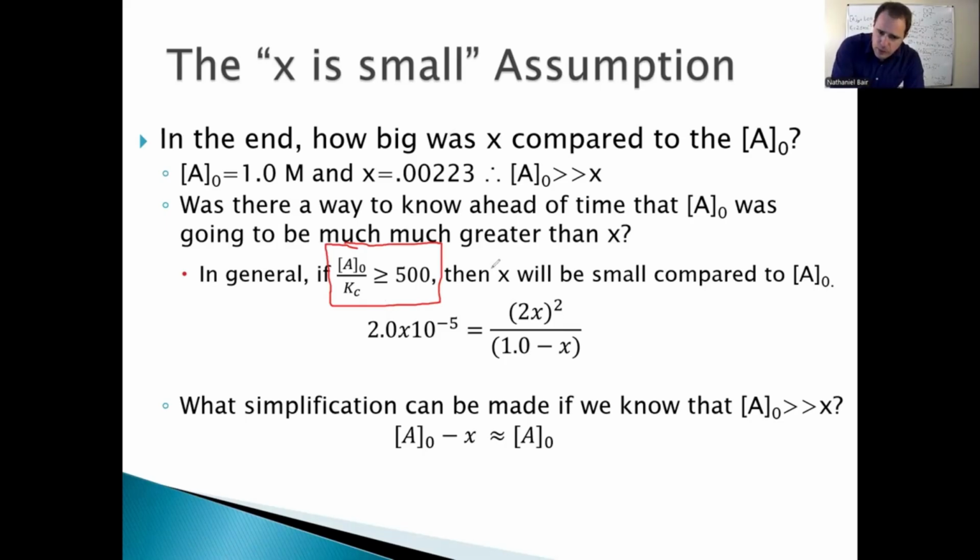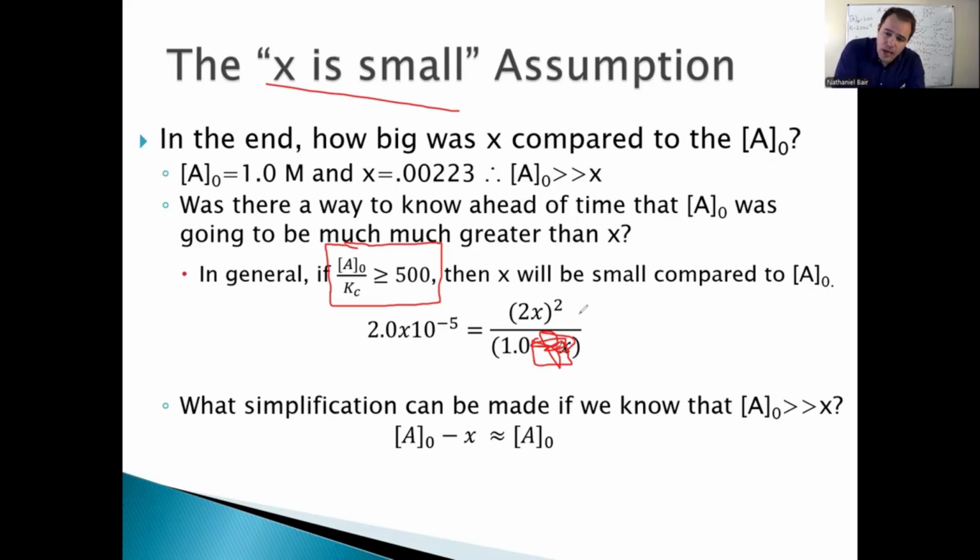What is the x is small assumption? The x is small assumption allows you to cancel out any plus or minus x's. Not all x's, but any plus or minus x's. So, for example, see that minus x there? You could get rid of it, right? As long as you tell me x is small.